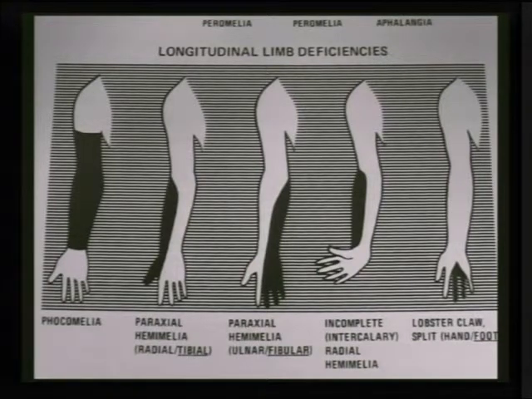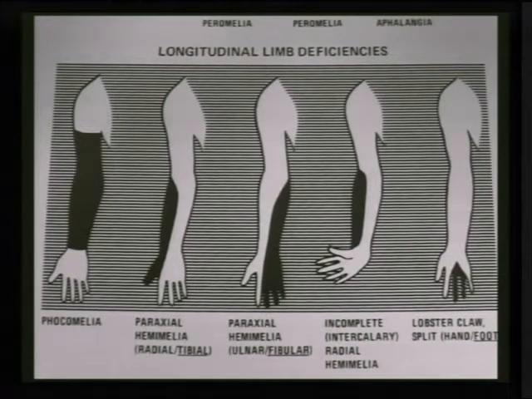If we lose the radial part of the limb, we lose half of the limb, so it is hemimelia. And we call it by the bone which we are losing. So if we are losing the radius, we call it radial hemimelia. If we lose the ulna, we call it ulnar hemimelia. If we don't lose the thumb, only the radius, this is incomplete hemimelia.